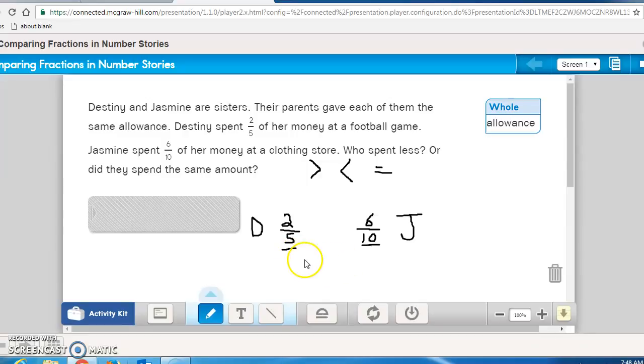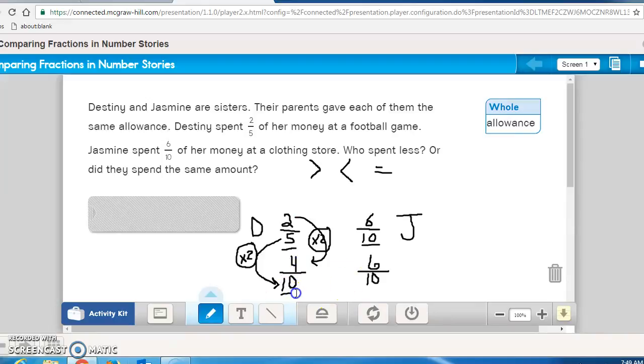So I'm going to make them equivalent. This one is already 10, so I would leave Jasmine's alone. But Destiny's is only a 5. I want to make that a 10. Can I do that? Well, 5 times 2 is 10. So yes, I can. Whatever I do to the denominator, the number on the bottom, I do the same to the numerator, the number on top. Notice that I multiplied the denominator by 2, so that's what I need to multiply the numerator by. 2 times 2 is 4.